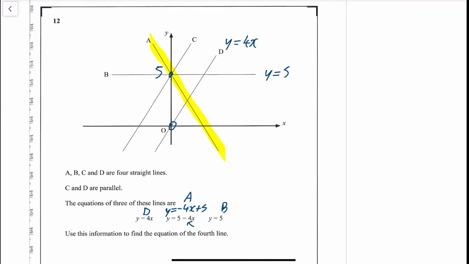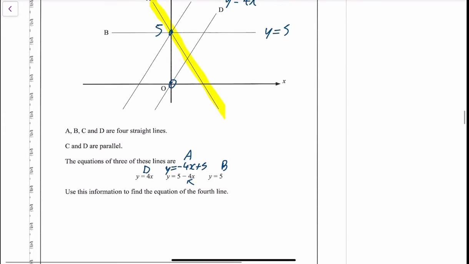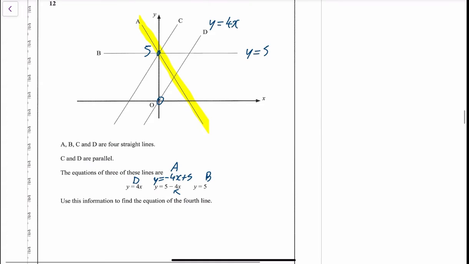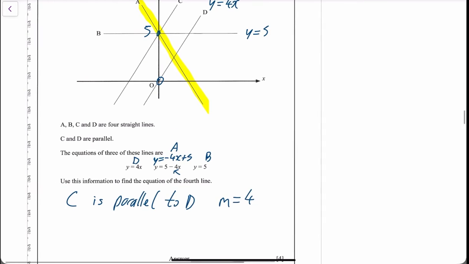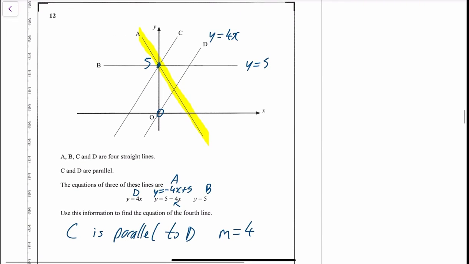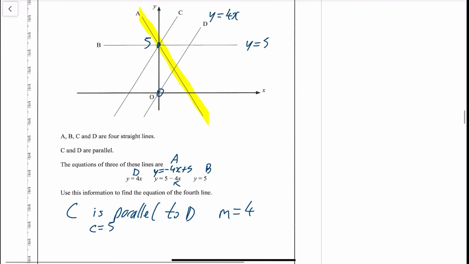And so C must be my last line. Use this information to find the equation of your last line. So your line C, first of all, what were we told? It was parallel to D, which means its gradient, m, is equal to 4. And it goes through the same point that A does, so its y-intercept is 5. So the equation of C is y is equal to 4x plus 5.